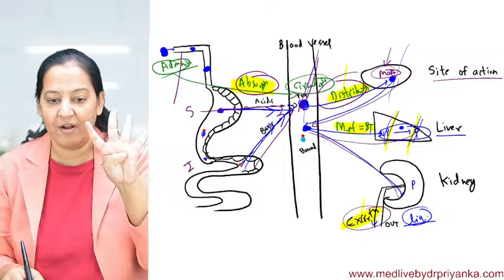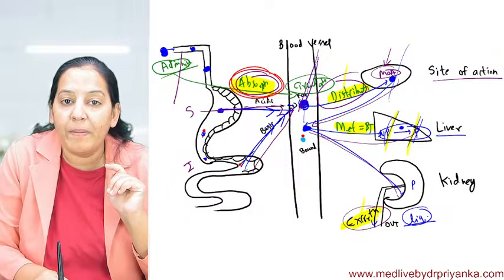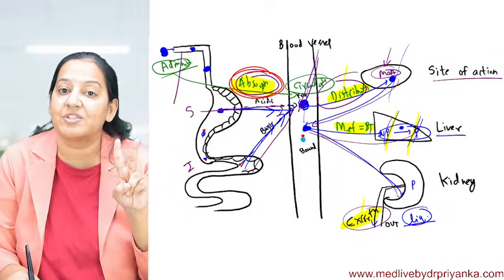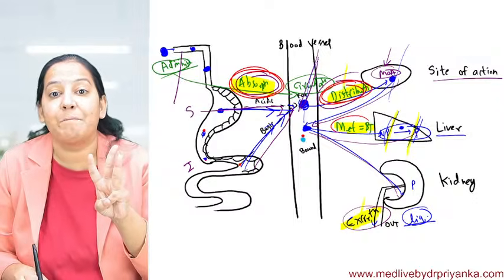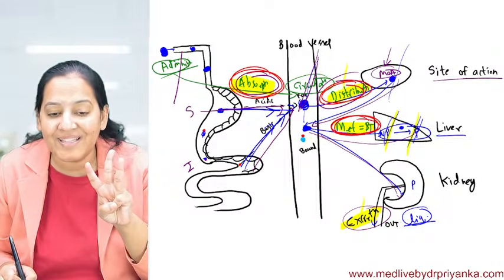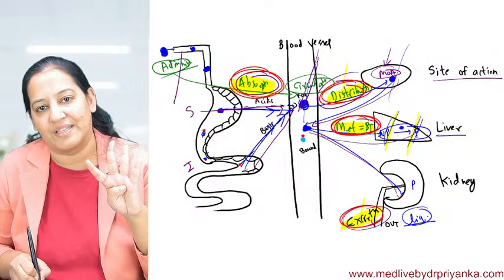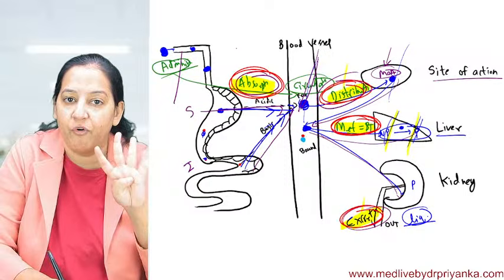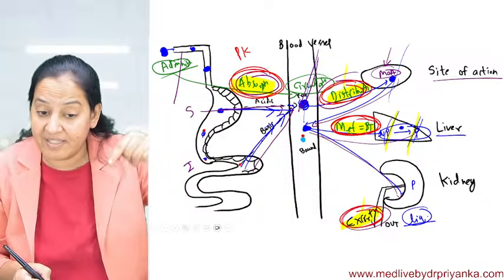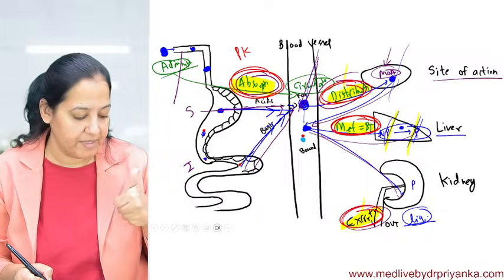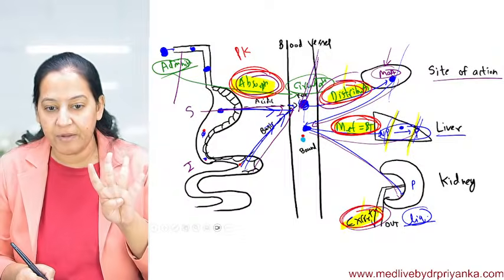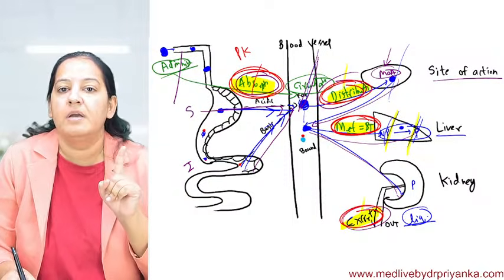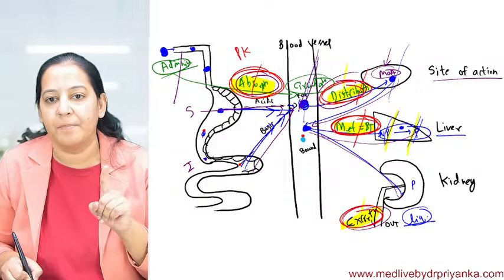So there are 4 things the body is doing to the drug. First, the body is absorbing the drug. Then the body is distributing the drug. Then the body is metabolizing the drug. And finally, the body is excreting the drug. These 4 things are the 4 branches of PK, pharmacokinetics. That's what I'm going to teach you today. What are the 4 branches of pharmacokinetics? Absorption, distribution, metabolism, and excretion.